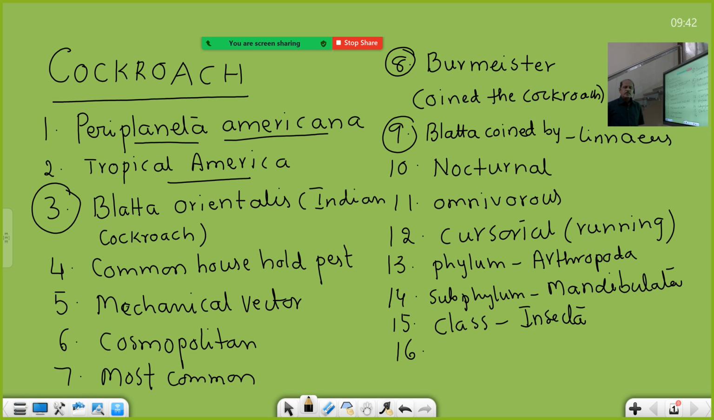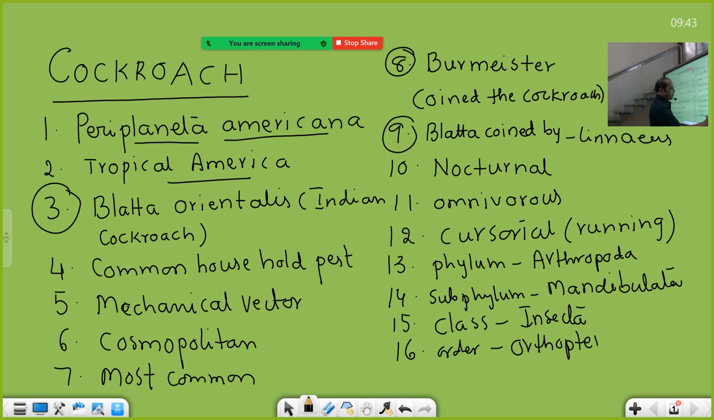So all insects have three thoracic segments: butterfly, cockroach, housefly, dragonfly, any insect has three segments in the thoracic region. Each segment gives rise to one pair of legs. How many segments are there in the thoracic region? Three. So how many pairs of legs are there? Three pairs of legs, which is equal to six legs. Hence it is called Hexapoda. Order is Orthoptera. Order of cockroach is Orthoptera.